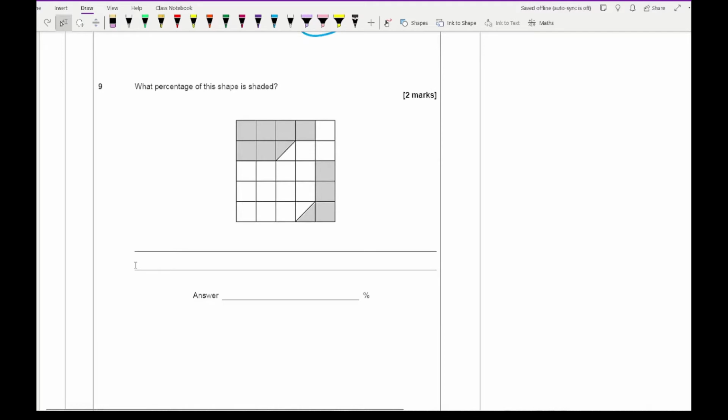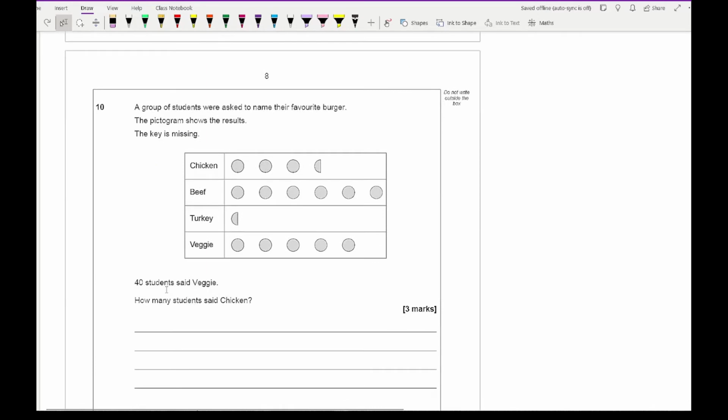Question 9, it says what percentage of the shape is shaded? So you can see here I've got a total of 25 squares, so I just need to count how many squares are shaded. So I've got 1, 2, 3, 4, 5, 6, 7, 8, 9 and then a half, so that's 10. So it's going to be 10 over 25. So to convert that into a percentage, all I've got to do is multiply that by 100, in which I get 40%.